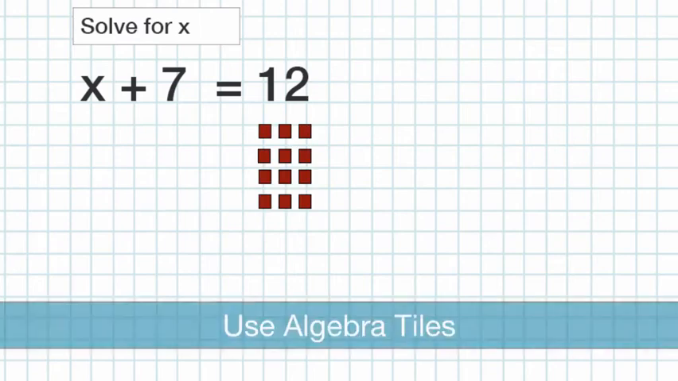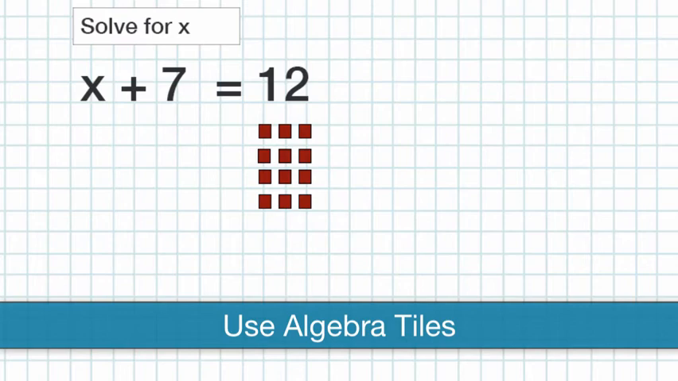Let's replace these numbers with something we can actually see. In this case, I will replace 12 with 12 little red squares. We'll call them algebra tiles. And I'm also going to replace the 7 and the variable x with 7 tiles, and I'm going to use a question mark for the variable x since it's an unknown number.